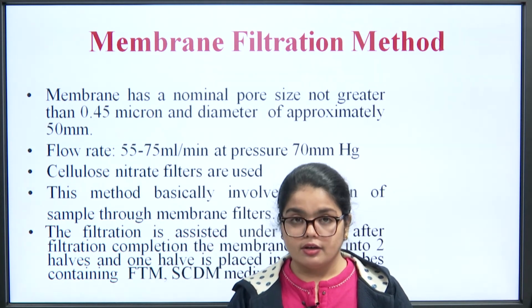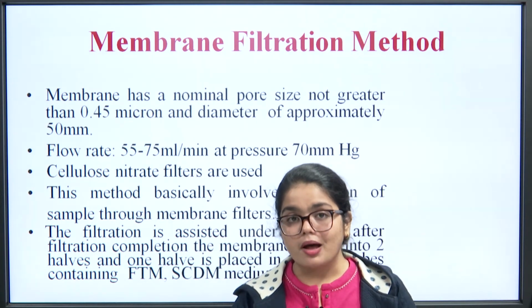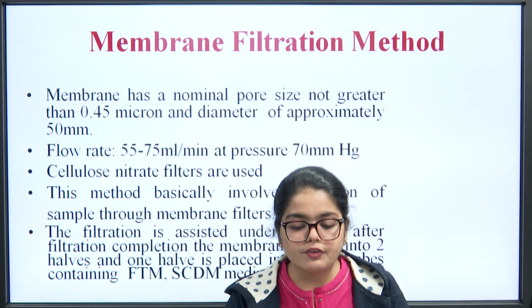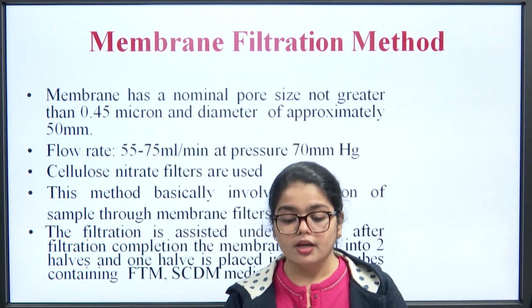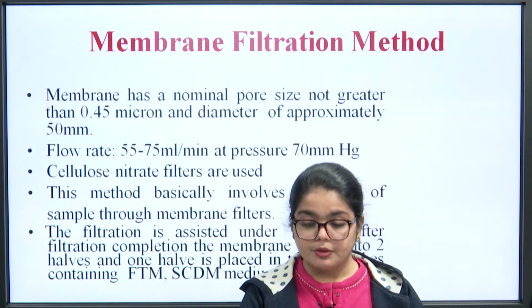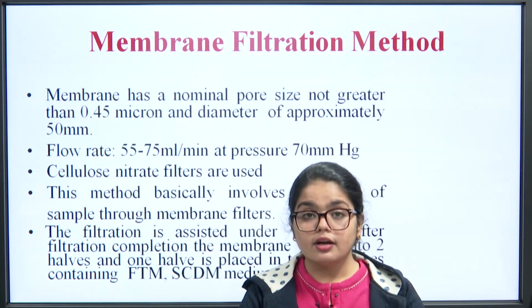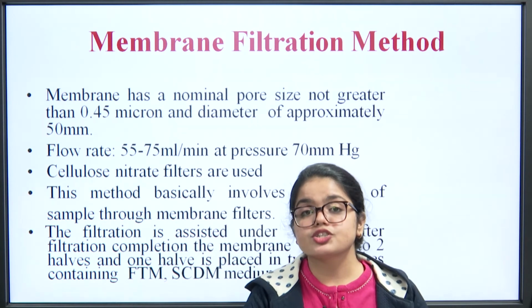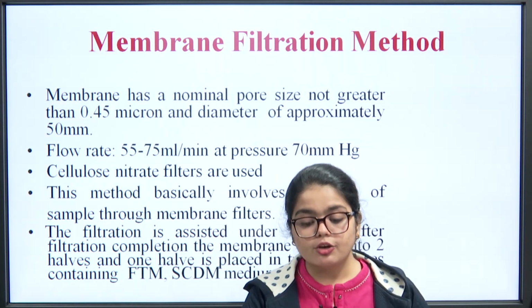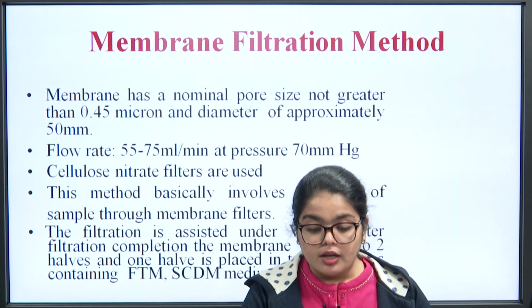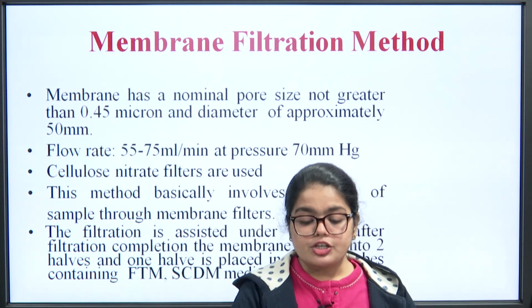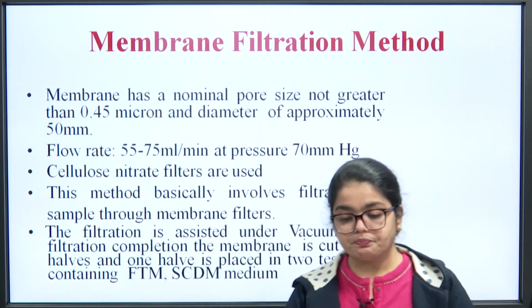The flow rate, the rate with which the liquid will pass through this filter, is 55 to 75 ml per minute at a pressure of 70 mm of mercury. Then cellulose nitrate filters are used. The substance that is being used for such kind of membrane filtration is cellulose nitrate filters. This method basically involves the filtration of samples through the membrane filters.